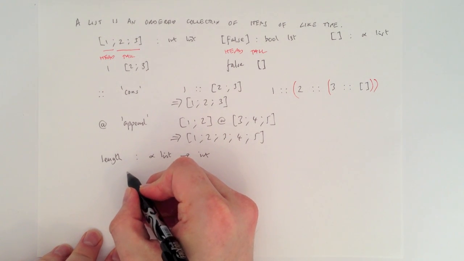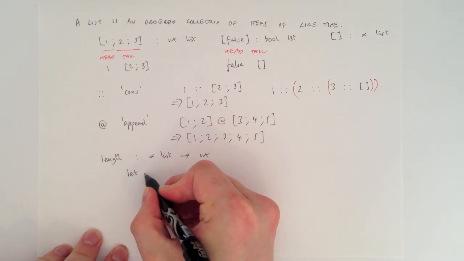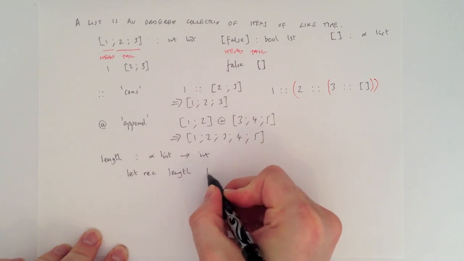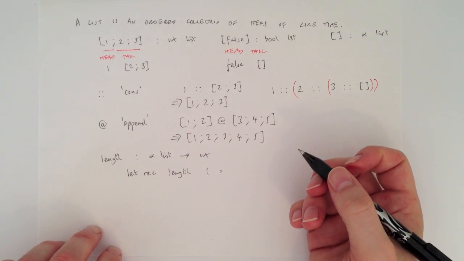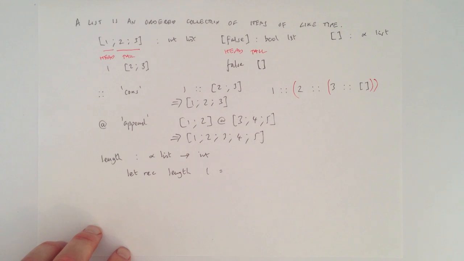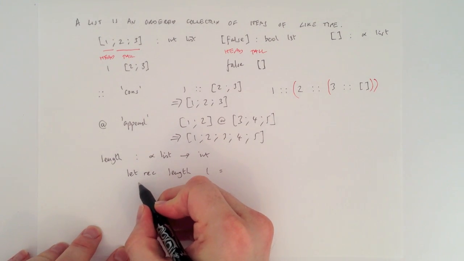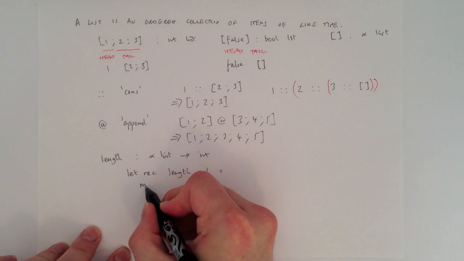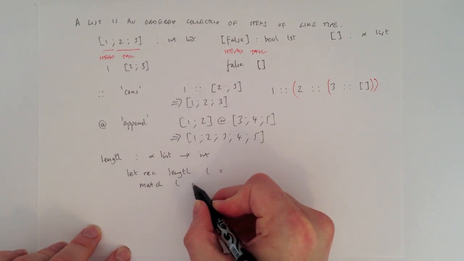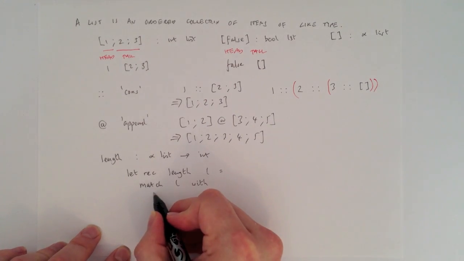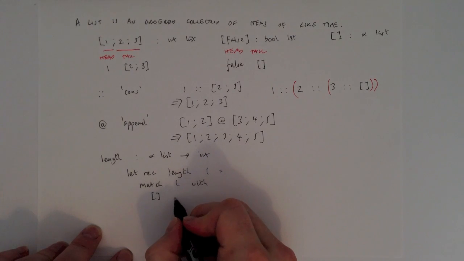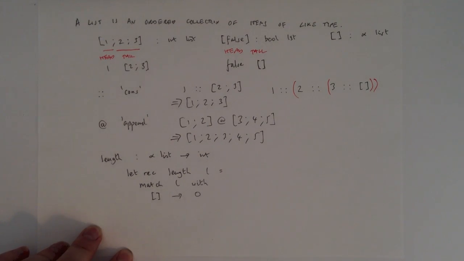Well, we can start to write this out. Let rec length l equals. Well, we need to pattern match on l. And in fact, we can use some of the symbols that we've seen above as patterns as well to deconstruct lists as well as to construct them. So if we match l with the empty list, so that will match just the empty list, well, what's the length of the list which is the empty list? It's 0. Simple enough. Base case.